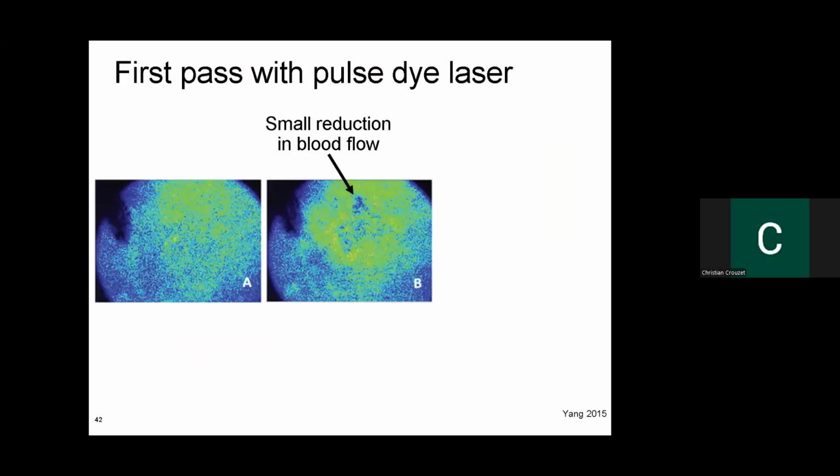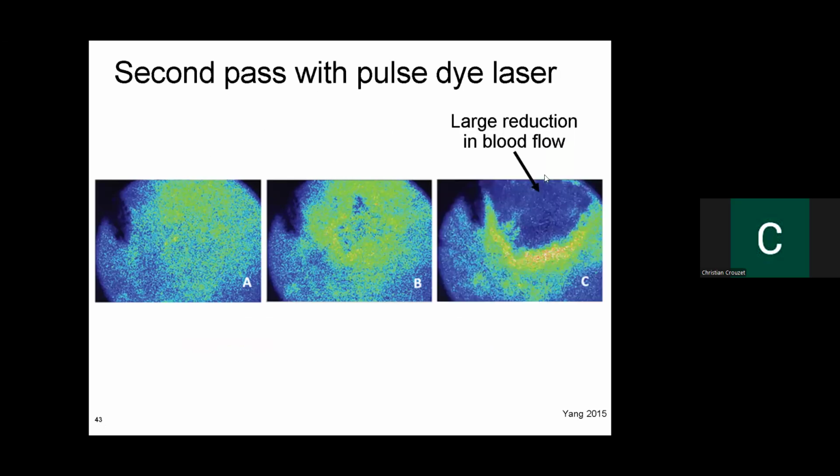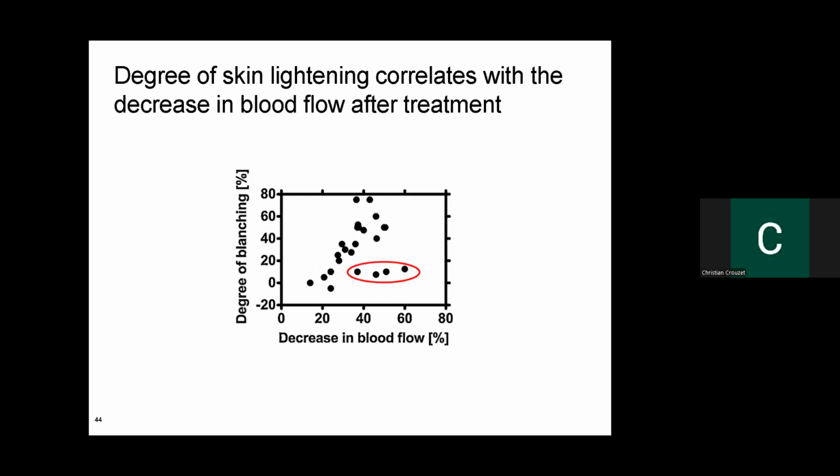So after the first pass with the pulse dye laser, there was a small reduction in flow, and the clinician thought this area needs to be treated again. Through the second treatment, there was a much larger reduction in blood flow that was visualized with LSI. One of the things we wanted to see was whether the decrease in blood flow correlates with the skin lightening, so basically the port wine birthmark becoming lighter after treatment.